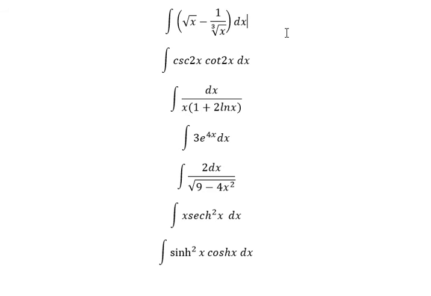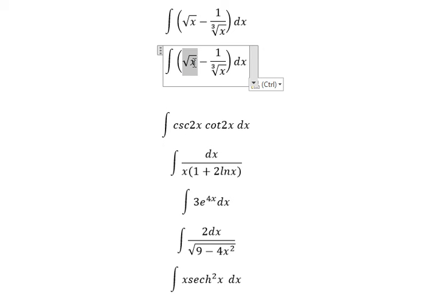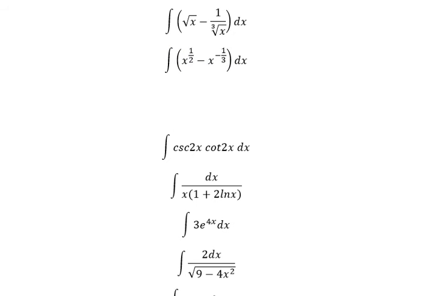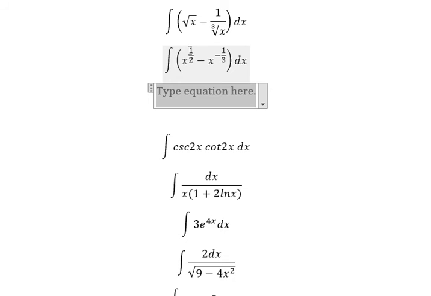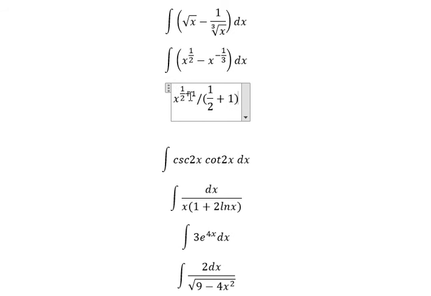For the first one, we see that the square root of s we change for s to the power of 1 over 2. This one we will change into s to the power of negative 1 over 3. And now we got the final answer. The integral of s to the power of 1 over 2, you will get s to the power of 1 over 2 plus 1 over 1 over 2 plus 1.